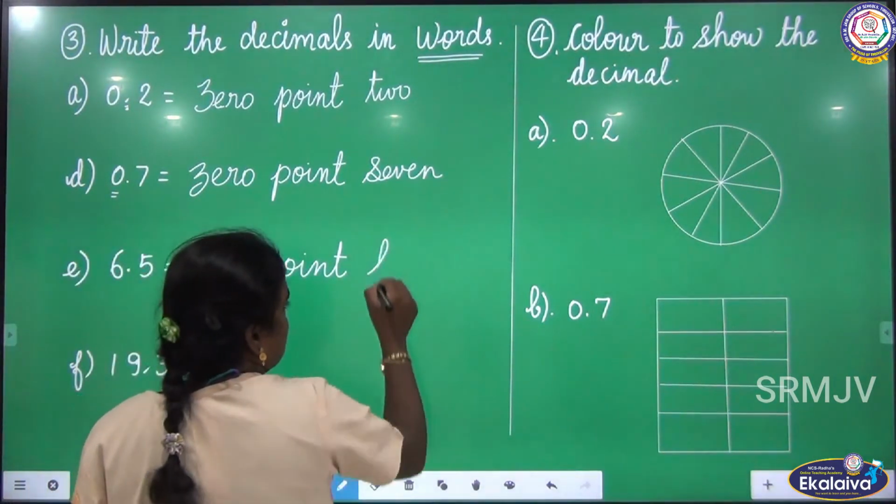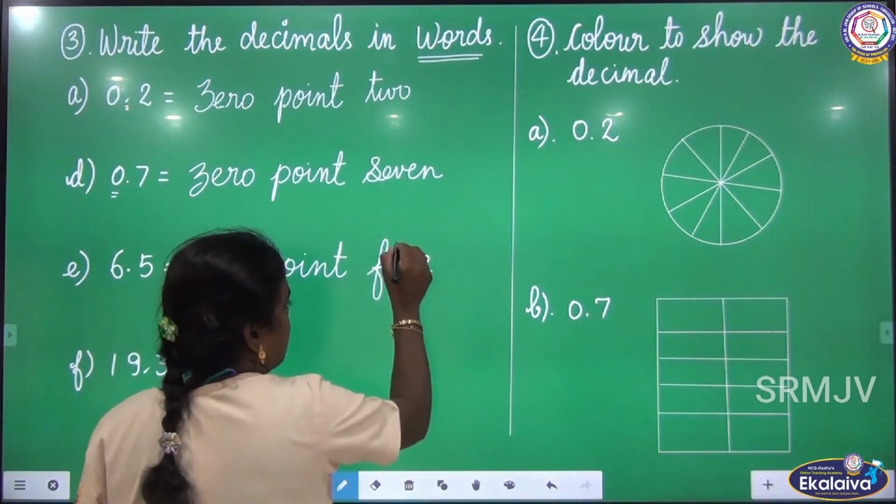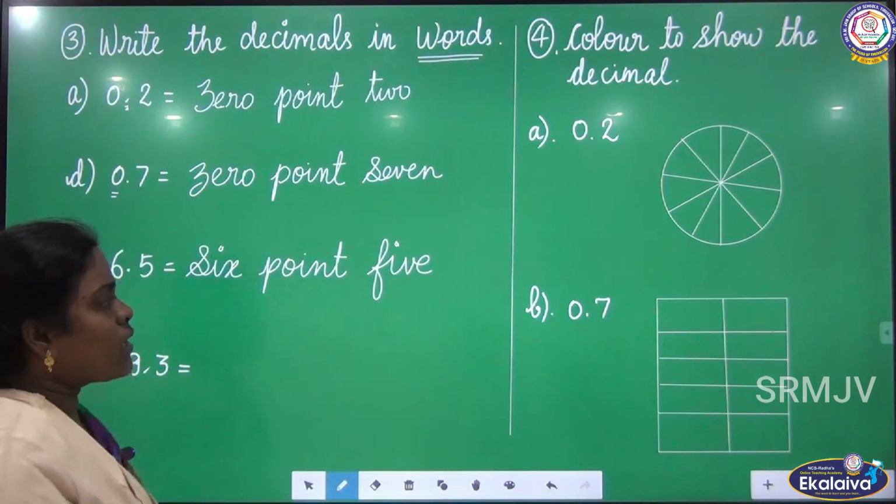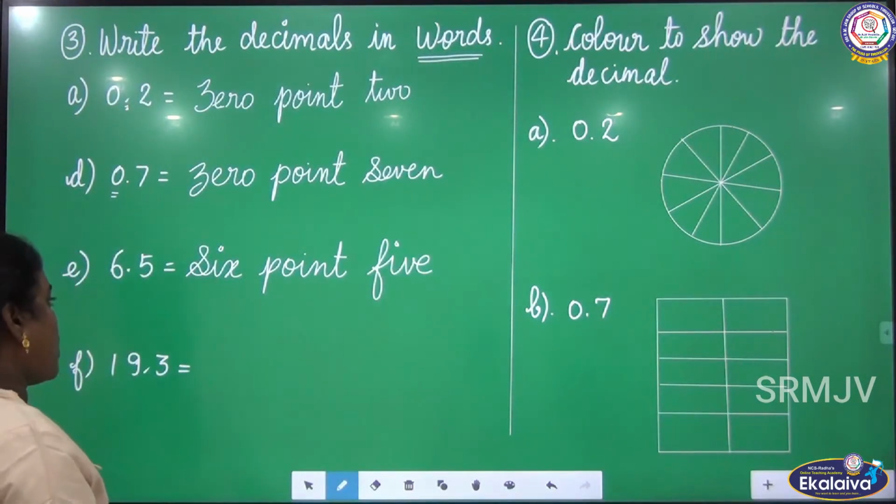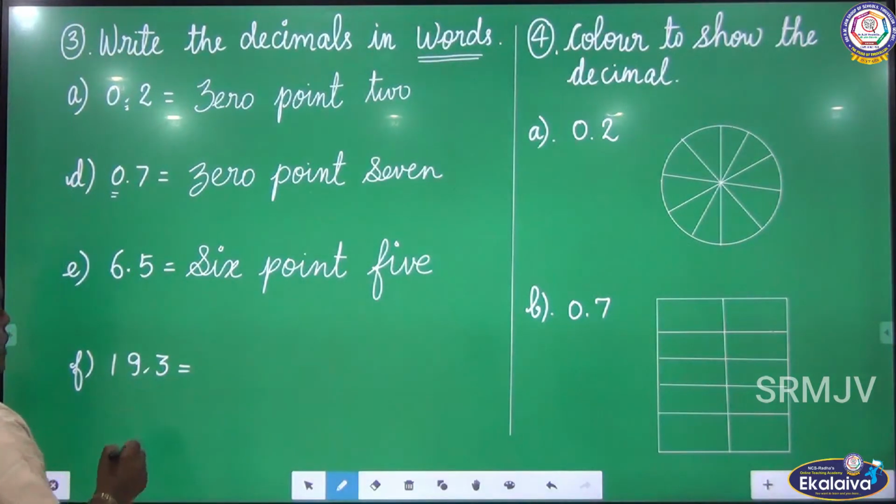Let us write F-I-V-E. 5. So 6.5 is the next decimal number. Look at the next one.